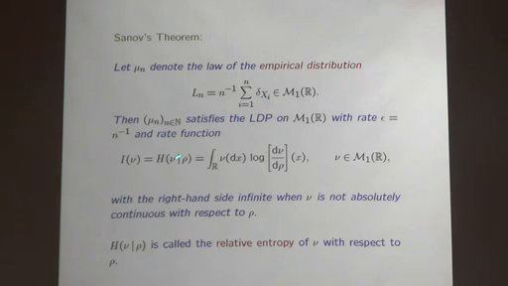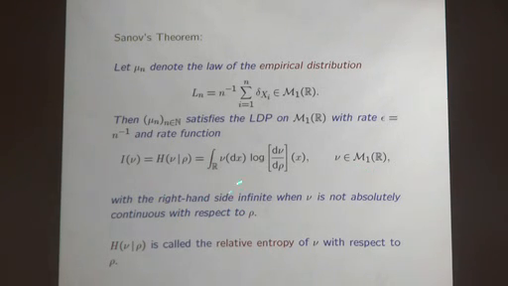Suppose that you are close to another probability measure nu, which is different from rho. Then the statement is the probability that that's occurring is e to the minus n I of nu, and this I of nu is the relative entropy of nu with respect to rho, and this is this integral here, where you're integrating nu against the logarithm of the Radon-Nikodym derivative of nu with respect to rho, with the proviso that if the Radon-Nikodym derivative shouldn't exist somewhere, then this will automatically become infinity.